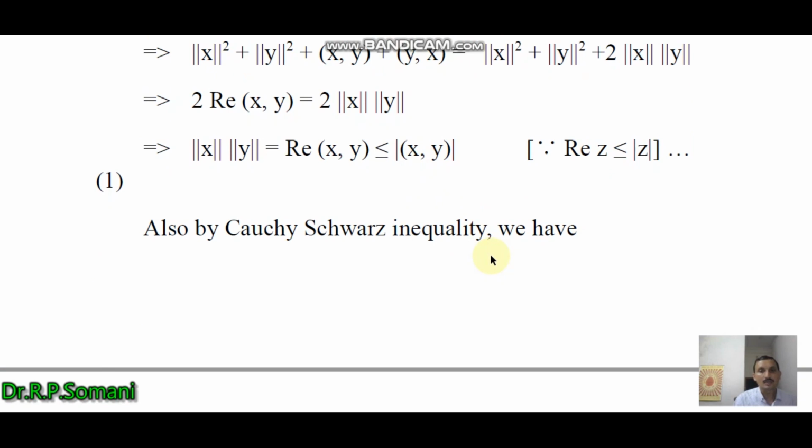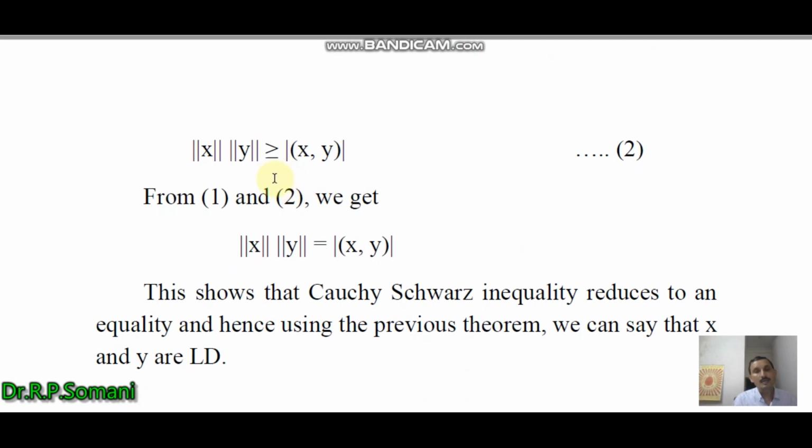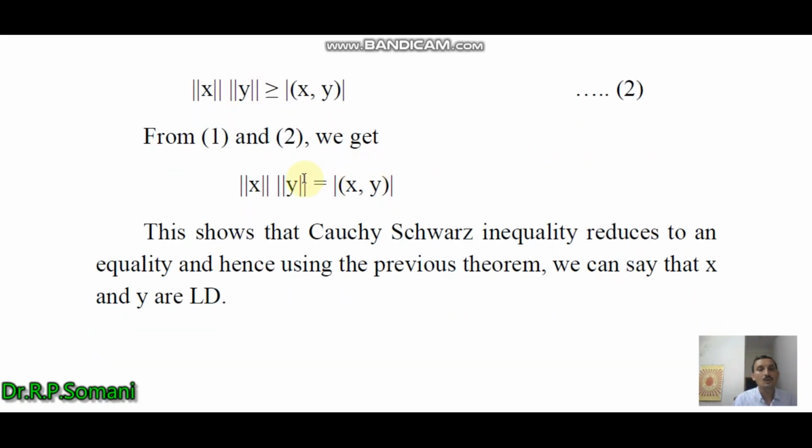Also by the Cauchy-Schwarz inequality we have norm x norm y greater than or equal to the modulus of the inner product of x and y, and we denote this as equation number 2. Then from equations 1 and 2 we obtain that norm x norm y equals the modulus of the inner product of x and y. This shows that the Cauchy-Schwarz inequality reduces to an equality, and hence using the previous theorem, theorem 3, we can say that x and y are linearly dependent.